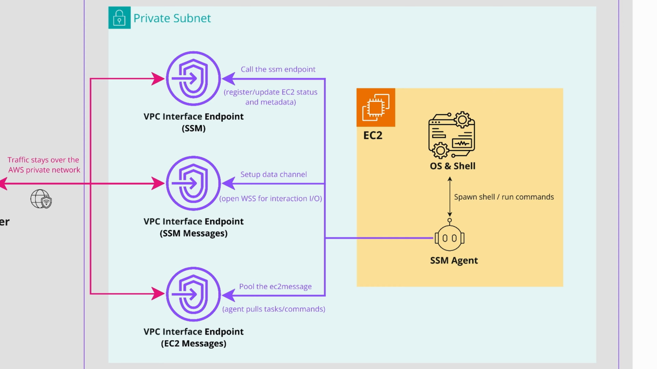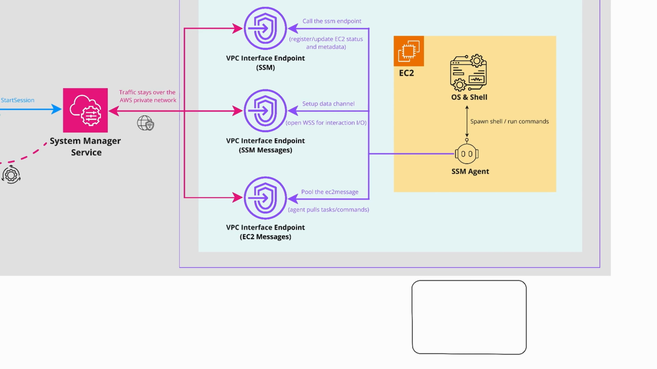Now, to make this connection work, you need to set up the security groups correctly. It's actually pretty simple, but you need to get both sides right. First, let's look at the EC2 security group. Here's the outbound rule. You need to allow HTTPS traffic on port 443 going to the VPC Endpoints Security Group. That's it. The instance initiates the connection, so outbound 443 is all you need.